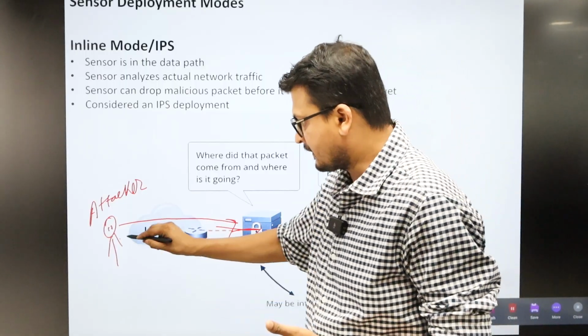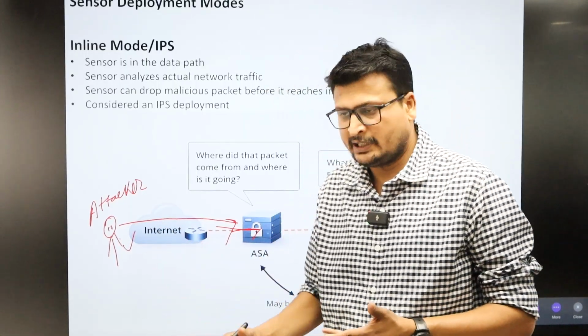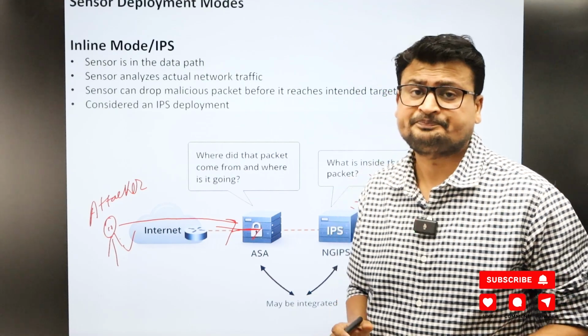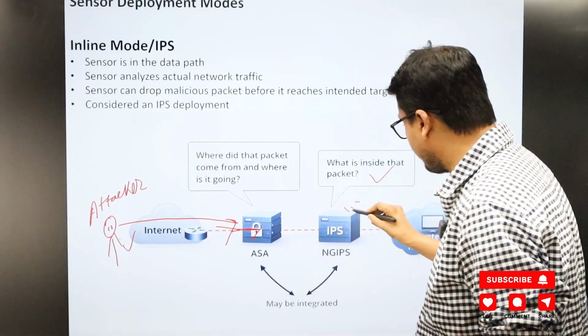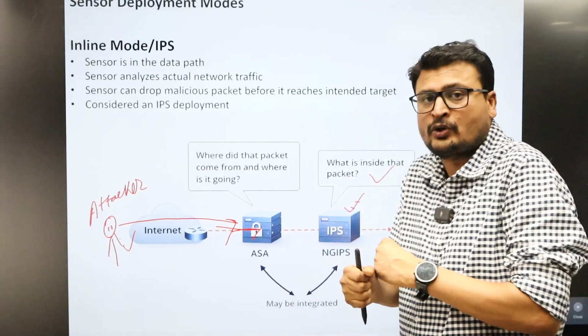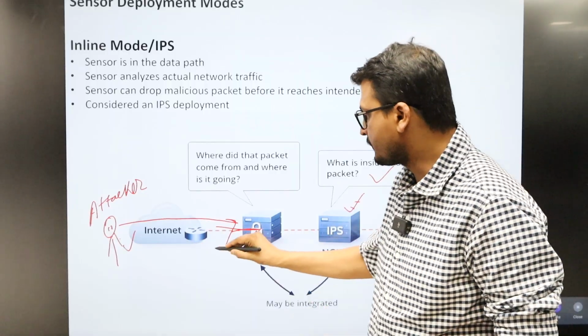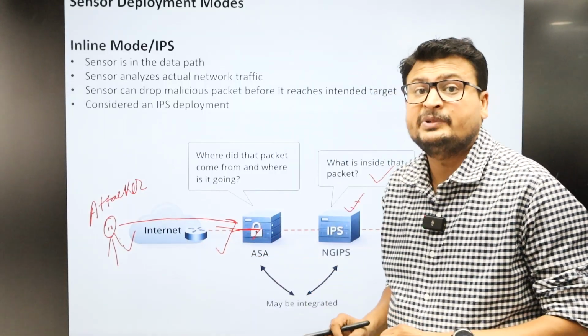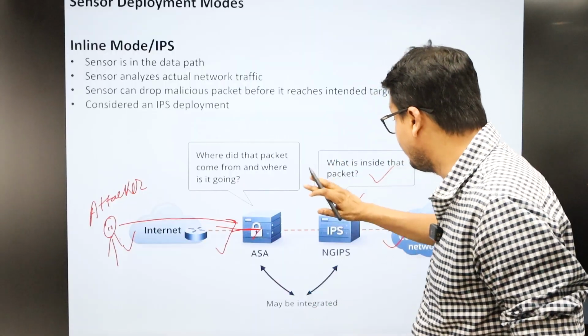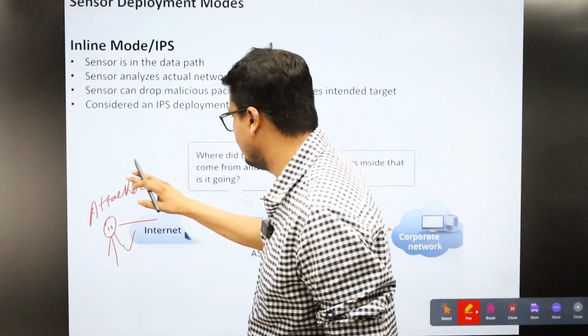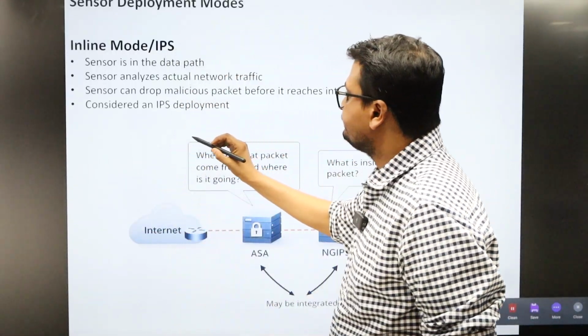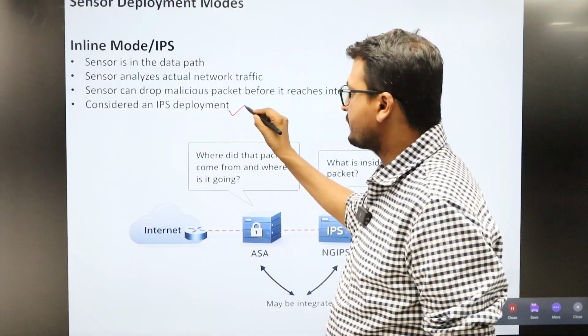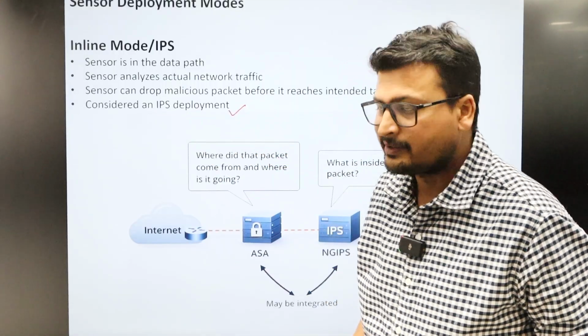So if a user is carrying any malicious data, knowingly or unknowingly, in any way, this is the place where it gets filtered. IPS is standing strongly between your external and internal network, where it filters all types of attacks. This is basically called IPS. Okay. This is considered an IPS deployment, not an IDS deployment.